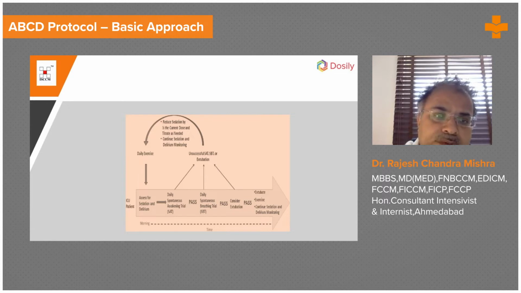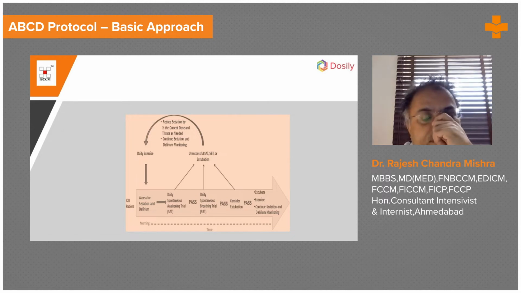So what we do in ICU patient, we assess for sedation and delirium daily. We give them a daily spontaneous breathing trial. If they pass, we put them on T-piece or a lower support, pressure support around 6 or 8 of pressure support, a peak of 4 or 5.